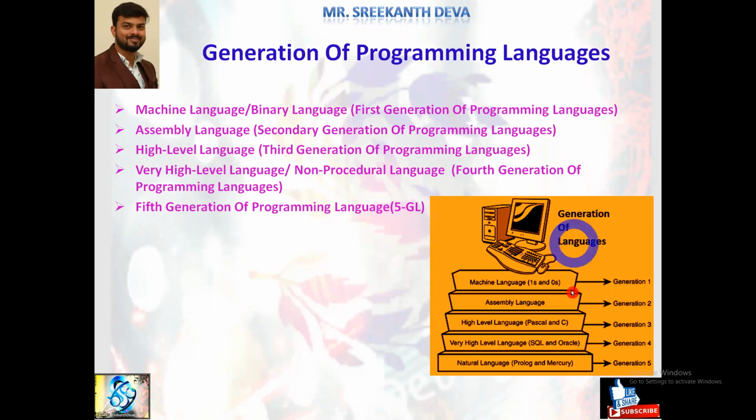Okay, examples here I provided, right? Machine level languages, generally written in zeros and ones. Assembly language, like symbolic representations, mnemonics. High level languages are called procedural languages, like C language and C++, and so on. Very high level languages are non-procedural languages, like databases and report generation languages. And fifth generation languages are natural languages, like Prolog, Mercury, and so on. So this is about various generations of programming language. Here we try to discuss in detail one by one.